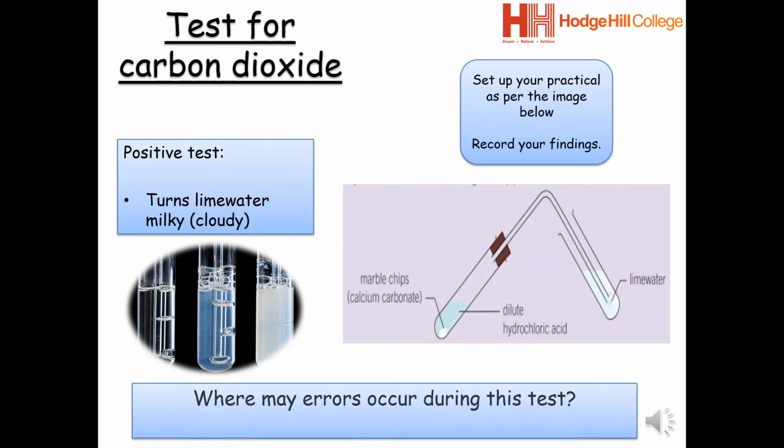Think about a possible source of error that can occur while you're doing this test. Well, if the tube passing the gas from the reaction test tube to the lime water test tube is not fully inserted into the lime water, the gas could escape and we won't get a positive test for the reaction.